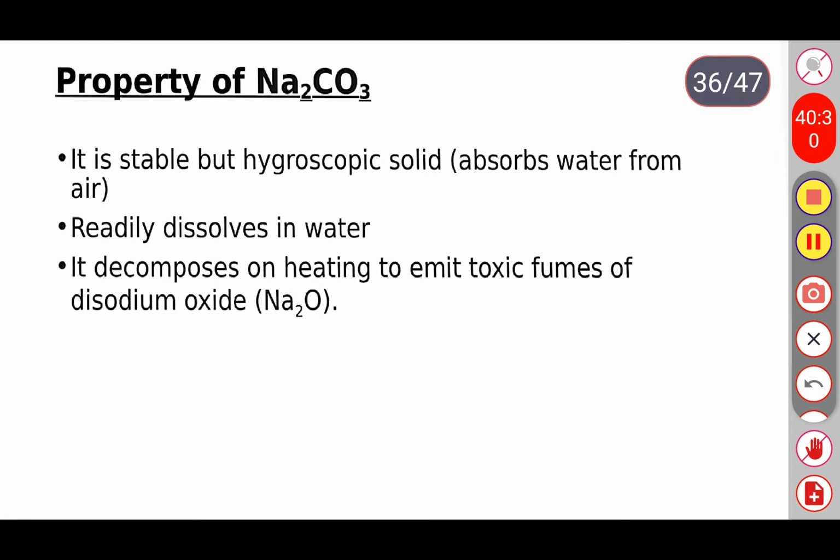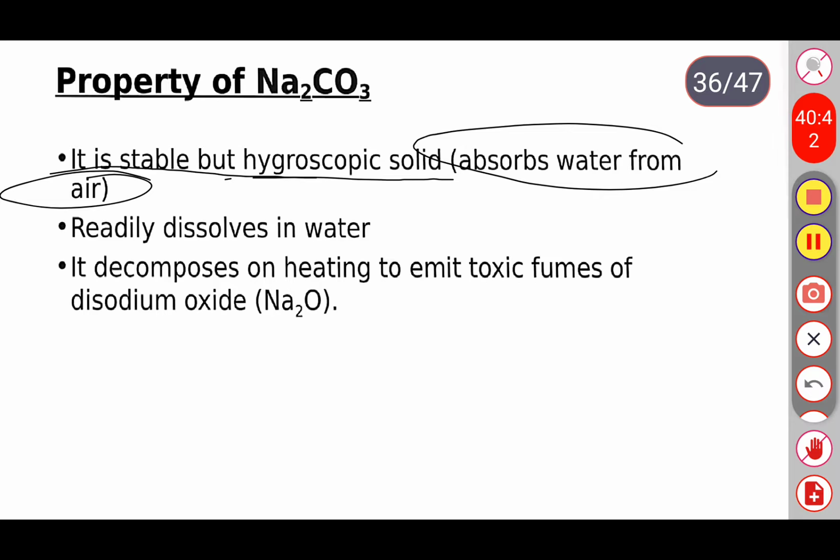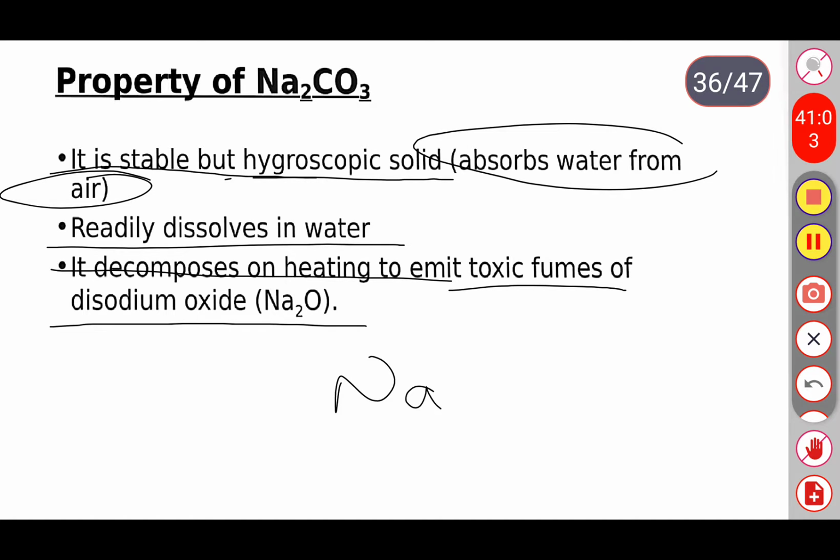It is a stable but hygroscopic solid. Hygroscopic solid means it absorbs water from the air. It readily dissolves in water. It means sodium carbonates are easily soluble in water. It decomposes on heating to emit toxic fumes of disodium oxide. Disodium oxide means Na2O. When it decomposes with the help of heating, it emits toxic fumes like disodium oxide.